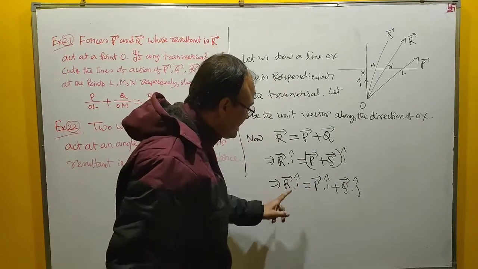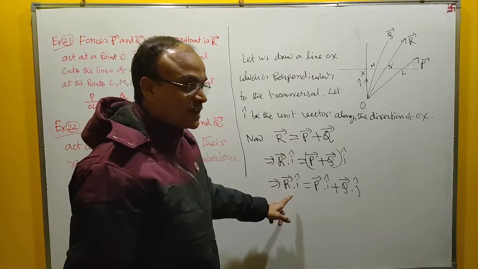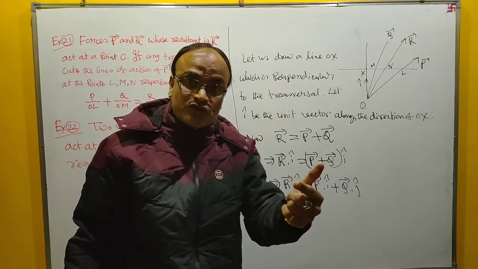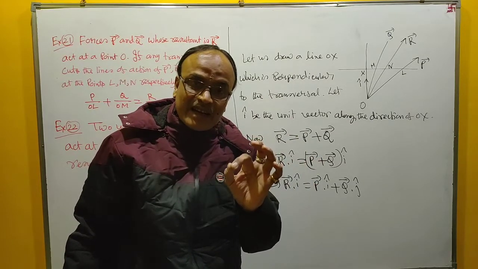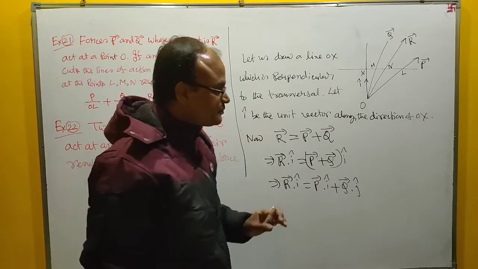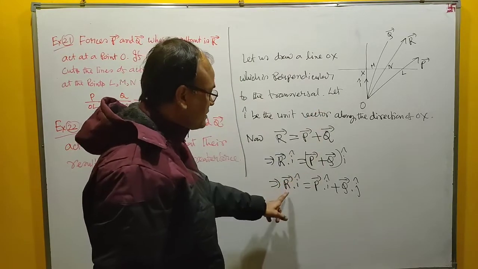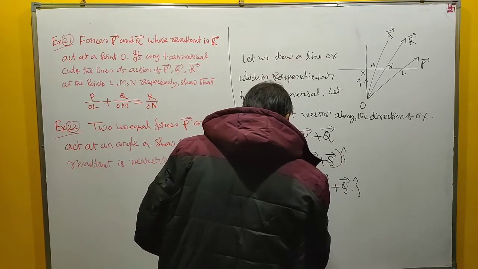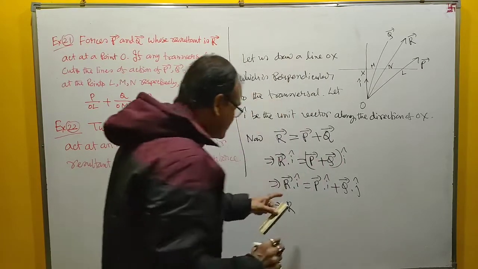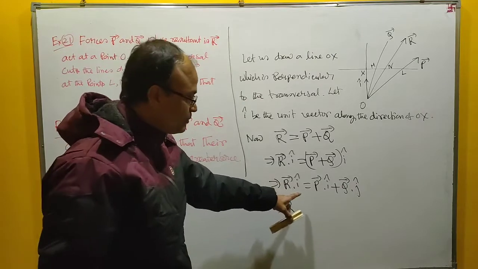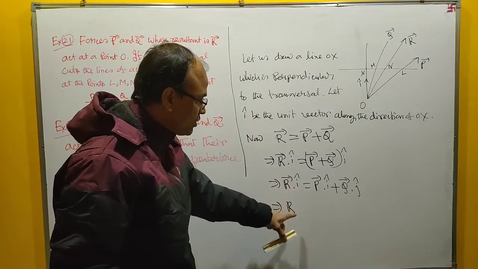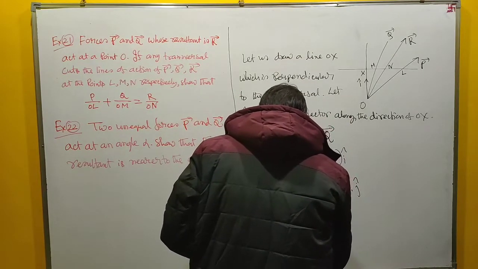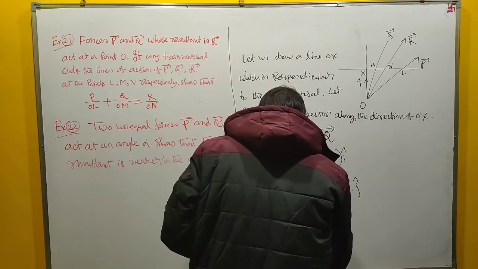The resolved part of any force along a direction is equal to the dot product of the force and the unit vector along the direction. R vector dot i cap. Now you see, what is R vector dot i cap? It is the magnitude of R vector, the magnitude of i, which is 1, and cos of the angle between them.